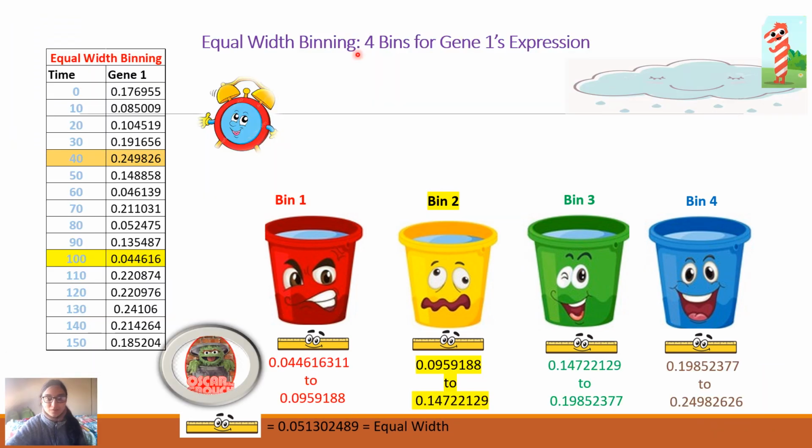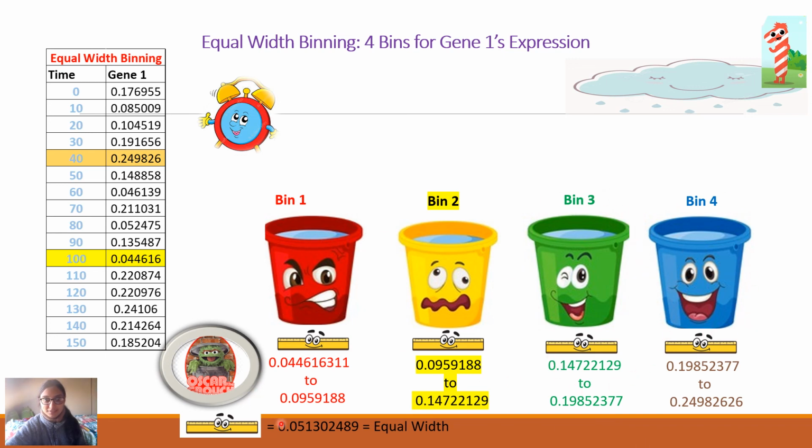Here for equal width binning, we're trying to create 4 bins for gene 1's expression. This ruler is measuring that, the equal width binning, and these are what these intervals correspond to, as we talked about before. So this is the interval for bin 1, the first bin. This is the interval for the second bin, this is the third bin over here, and this is the fourth bin.